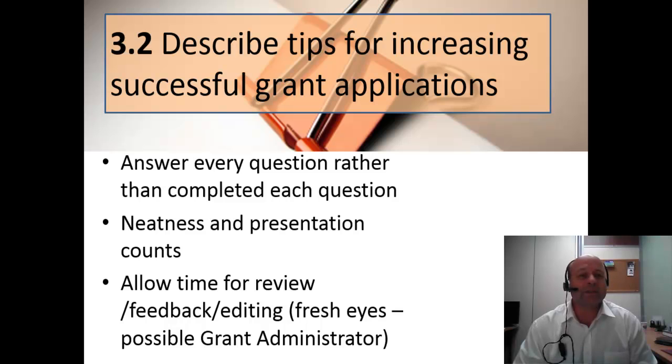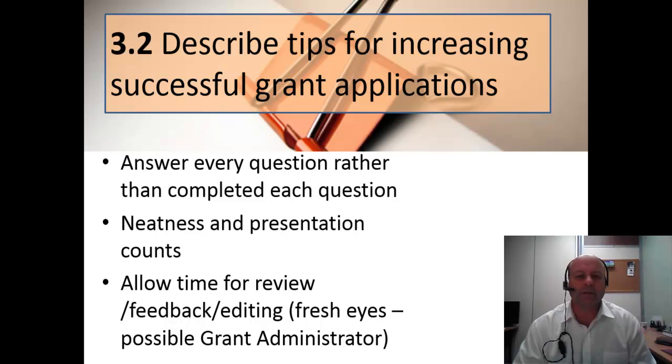Neatness and presentation counts. Realize that when you're doing this, this is only one grant that you're doing for that program, but there could be hundreds of grant applications that that person is reviewing for that specific program, and they may be doing that in a week or two week period. Some of those people may be volunteers who are reviewing those grants. So their time is valuable.